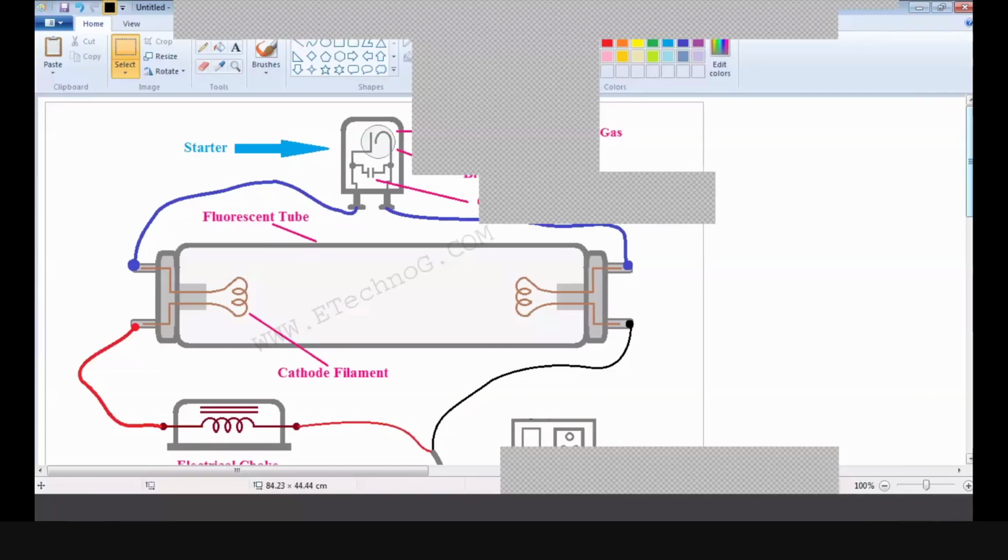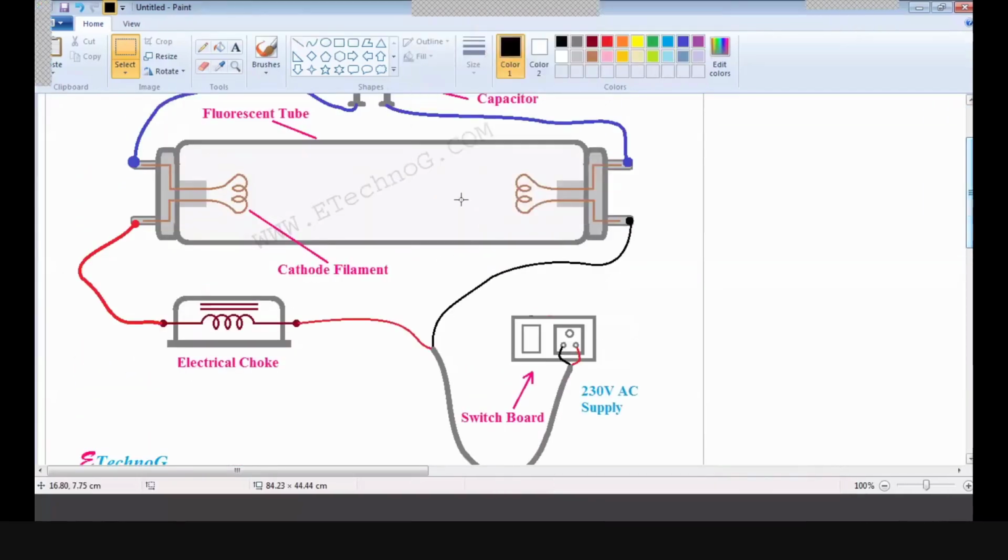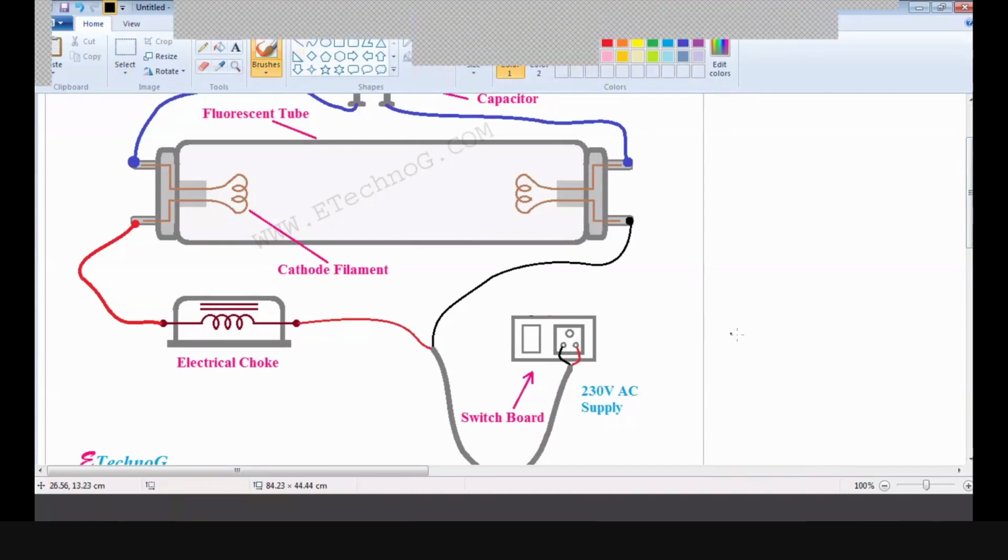So this is the diagram, students. You can see here, this is the switchboard. So we already have 230-volt single phase AC supply in our home. Now from this switchboard, you can see this red wire is a phase wire, and this black one is the neutral. So this phase wire is going to the choke coil, that is nothing but the inductor with some resistance.